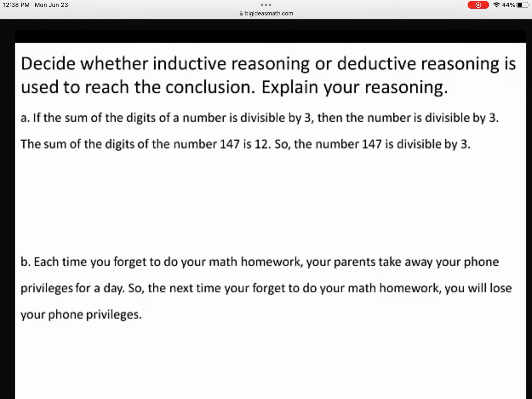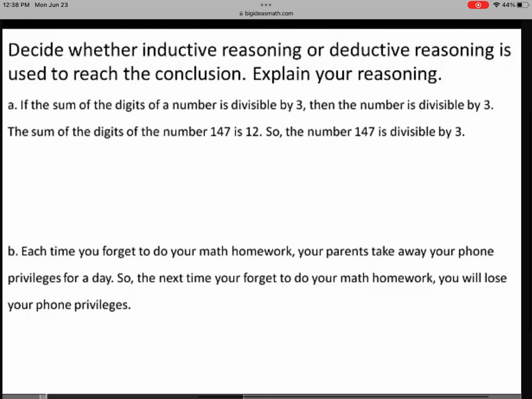Decide whether inductive reasoning or deductive reasoning is used to reach the conclusion. Explain your reasoning. A. If the sum of the digits of a number is divisible by 3, then the number is divisible by 3. The sum of the digits of the number 147 is 12. So, the number 147 is divisible by 3.